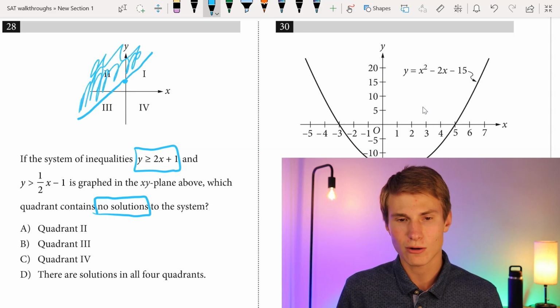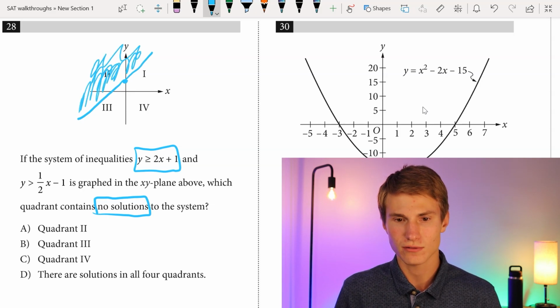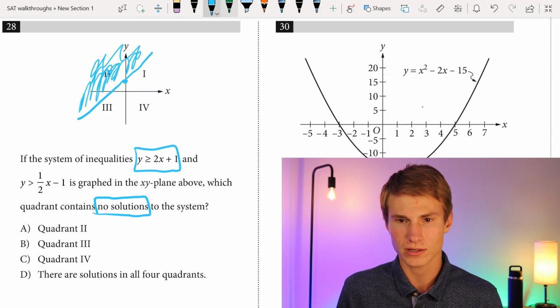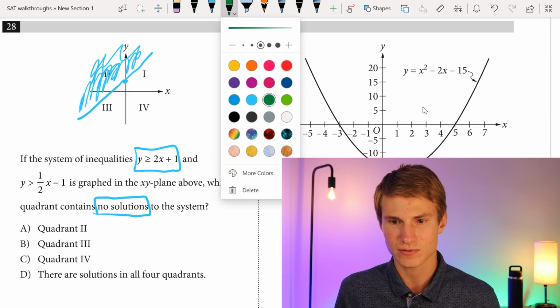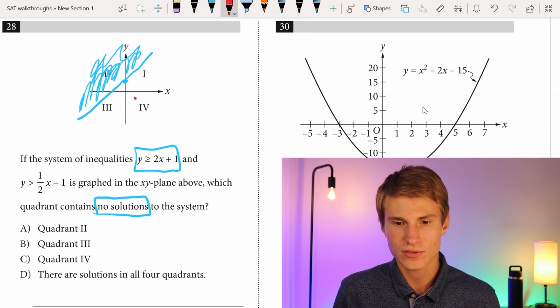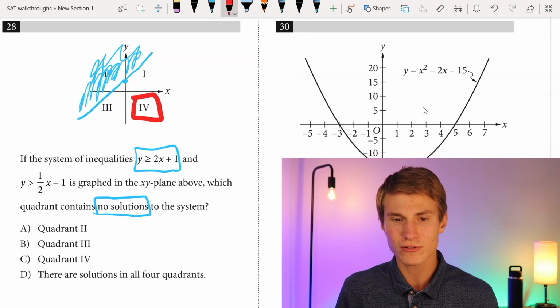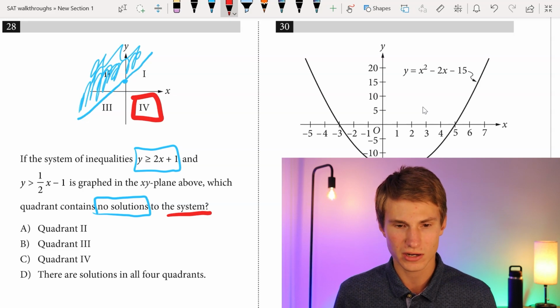Okay, now where is there no possible solution then for y is greater than or equal to 2x plus 1? Well, that's going to be in quadrant 4. Okay, so I'll mark that in red in a minute so you can see what I'm referring to. We see that the solutions to y is greater than or equal to 2x plus 1 will never be in quadrant 4. Therefore, the solutions to the system will also never be in quadrant 4.